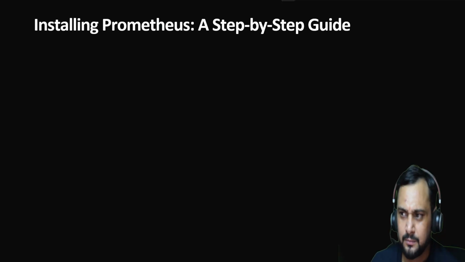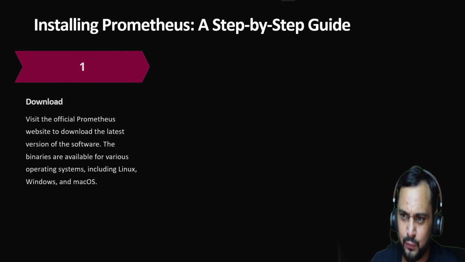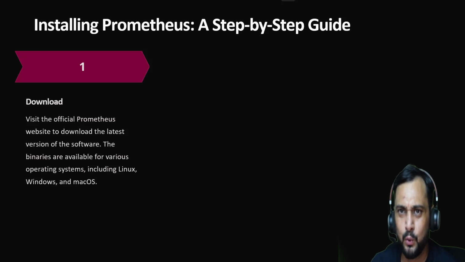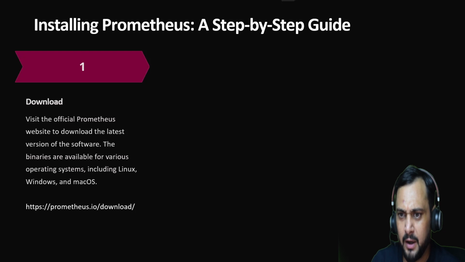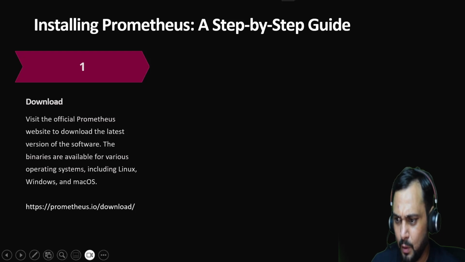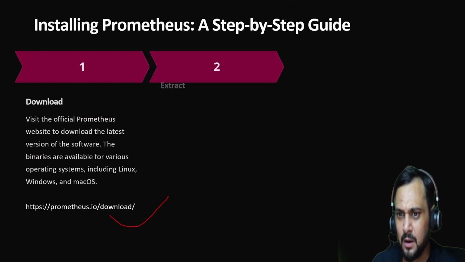Okay, Prometheus installation, a step-by-step guide. First, we're going to visit the official Prometheus website so that we can download the latest version of the software. I don't know when you are going to watch this video, so you should get it direct from the horse's mouth, right? The binaries are available for various operating systems including Linux, Windows, and Mac OS. After that, the official web page is this one, Prometheus. Let me open the page here. So this is my Prometheus website.